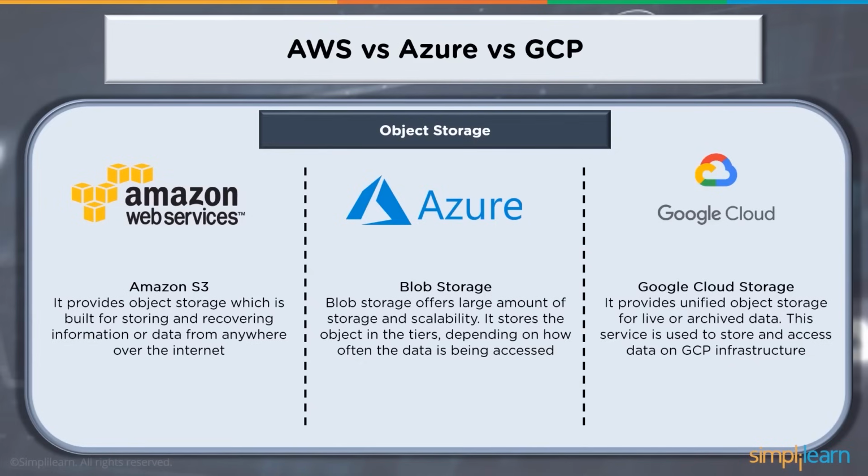Google Cloud has Cloud Storage and it provides unified object storage for live or archived data. This service is used to store and access data on GCP infrastructure.